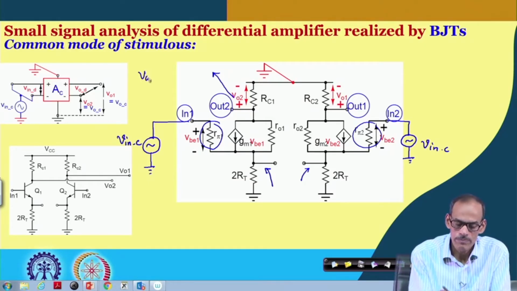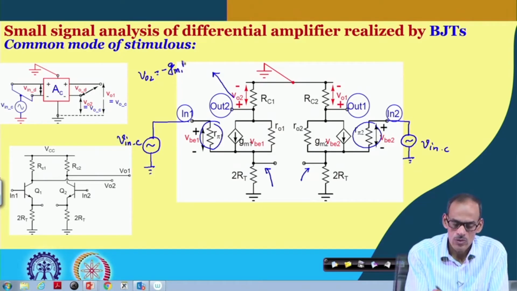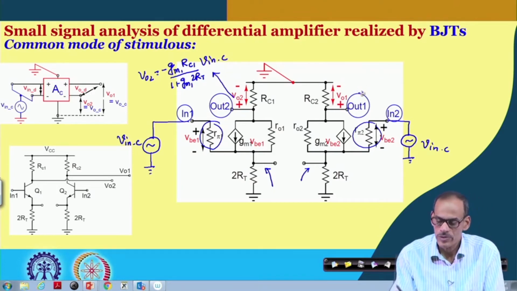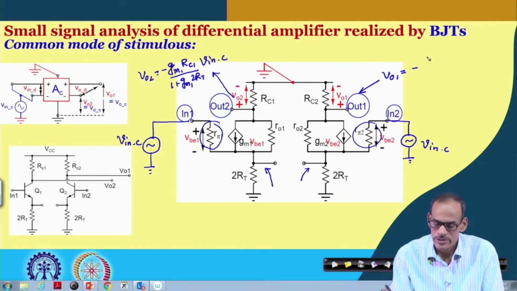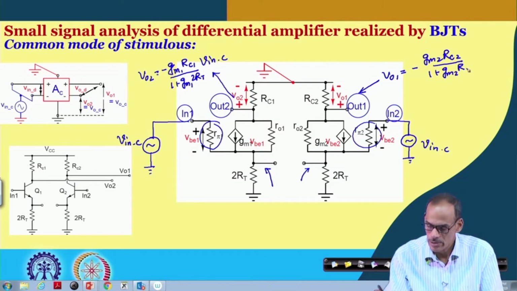The signal at VO2 equals minus gm1 RC1 divided by 1 plus gm1 times 2 RT, into V in C, and we will get the same thing here also, namely VO1 is equal to minus gm2 RC2 divided by 1 plus gm2 times 2 RT, into V in C.